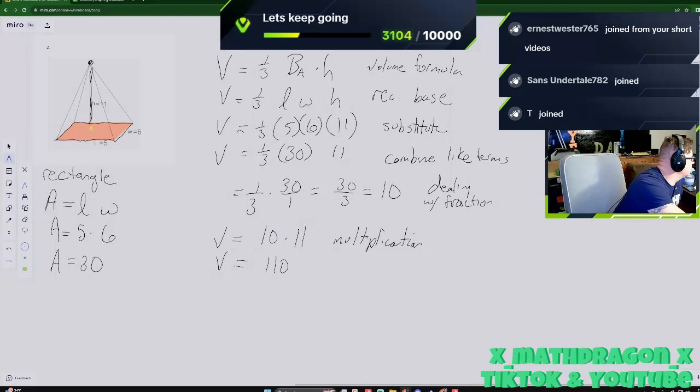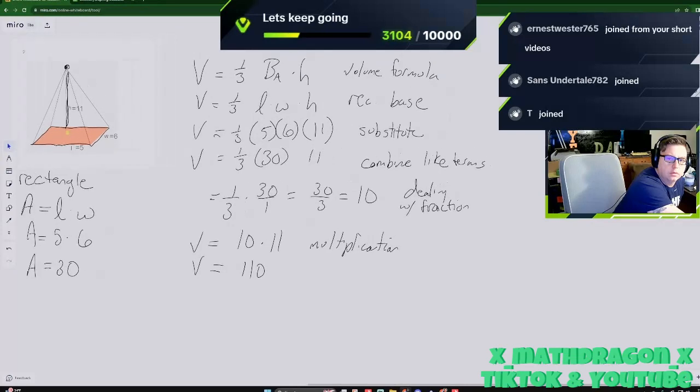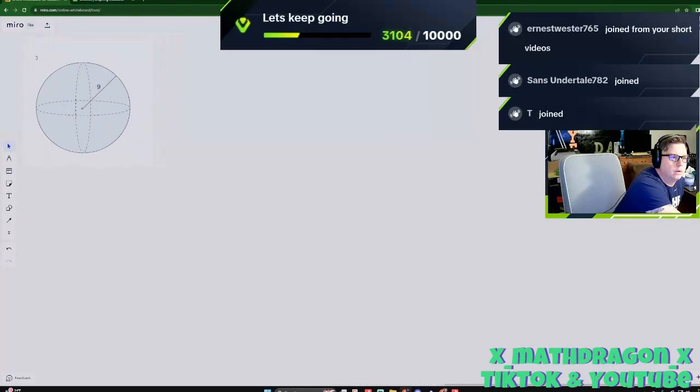All right, so that takes care of our pyramid, and then the last one we have to do is our sphere. And our sphere is a little different altogether. If there was kind of the odd one out, it would be the sphere.